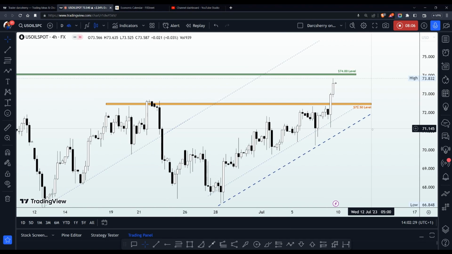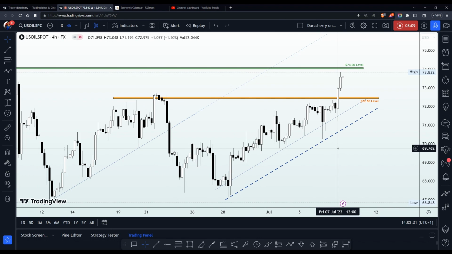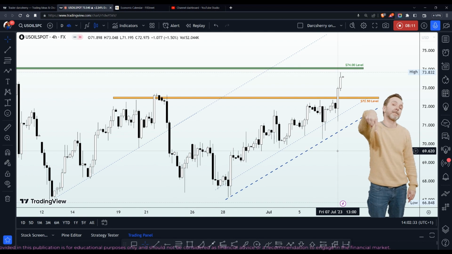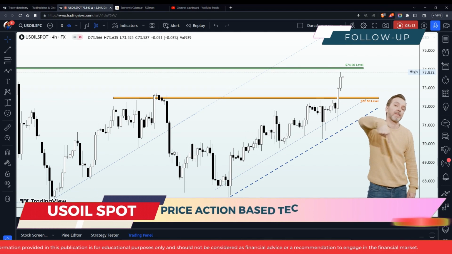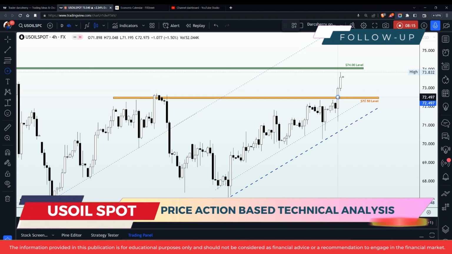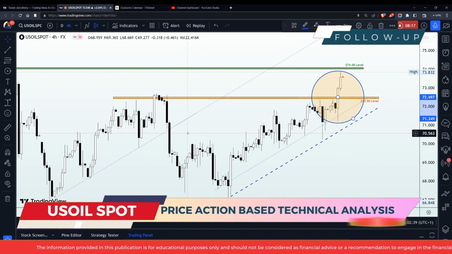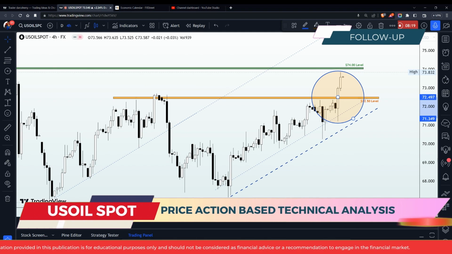So these are my views here on the US Oil spot, but trust me, I will be with you in the comment section after monitoring how participants in the market react to this current structure during the early hours of the new week.